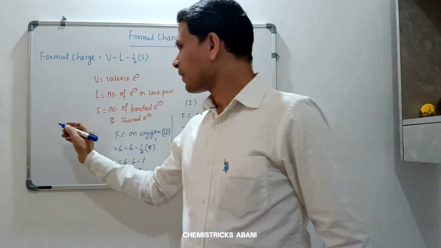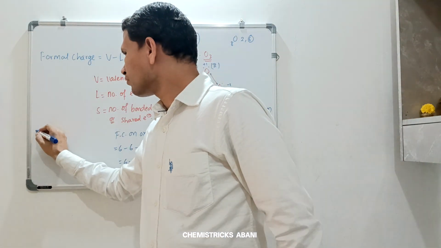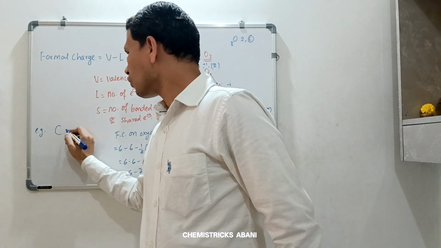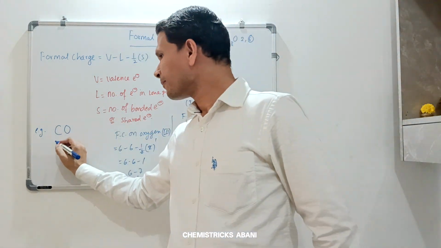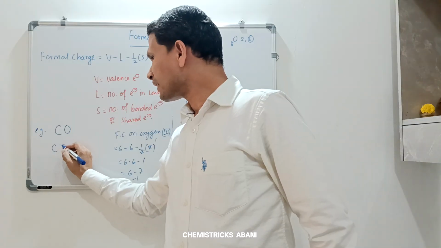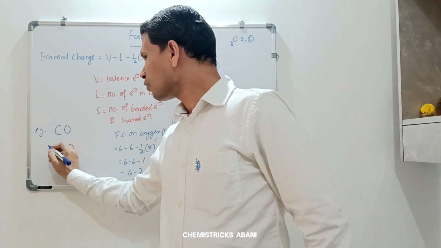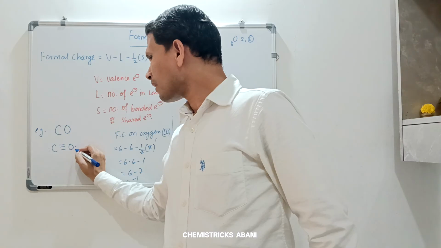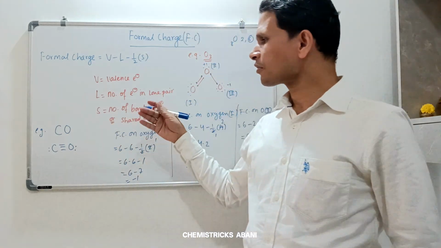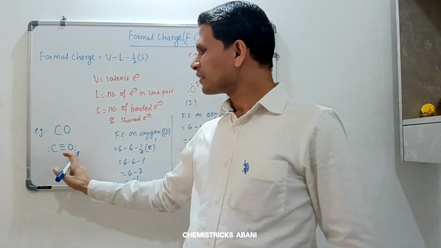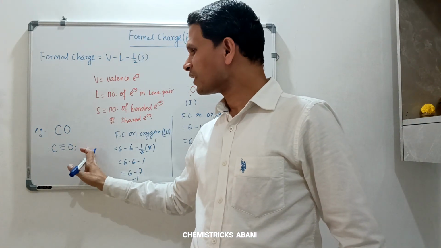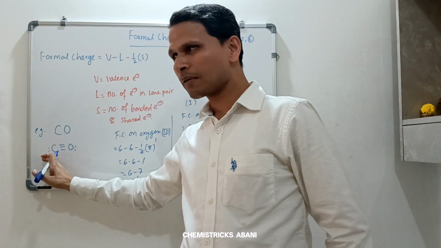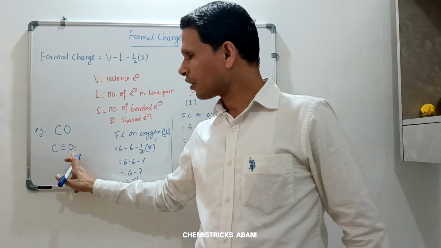Say for another example, I will consider the famous example of CO, that is carbon monoxide. In case of carbon monoxide, I can draw the Lewis structure like this. I will explain Lewis structures in some other video. Now we will assign the formal charge to this carbon and to this oxygen.